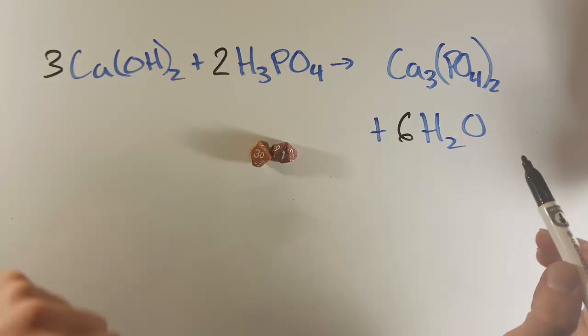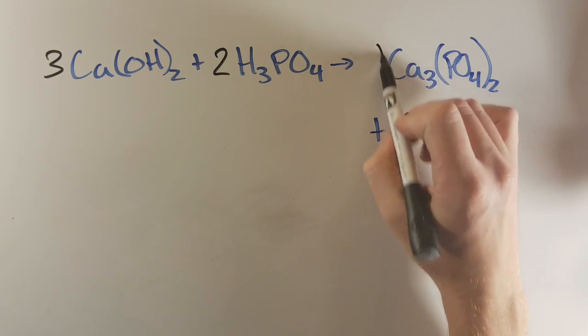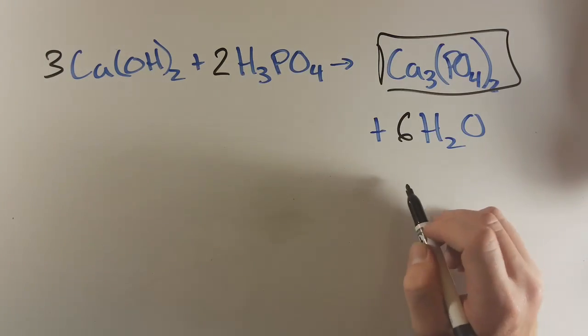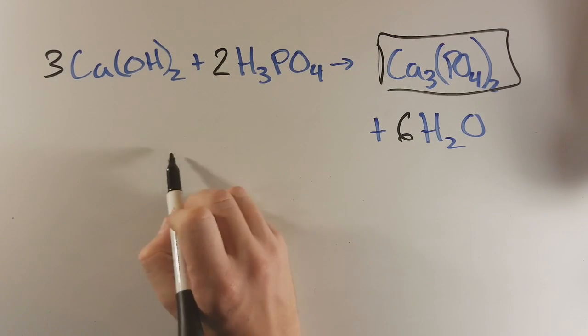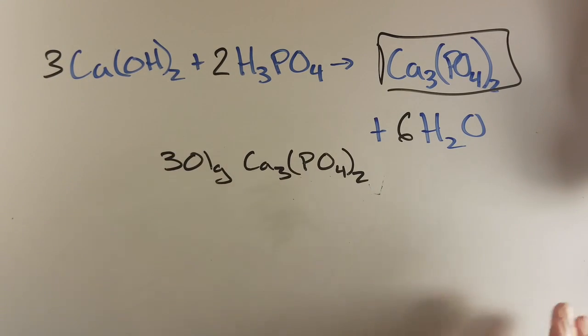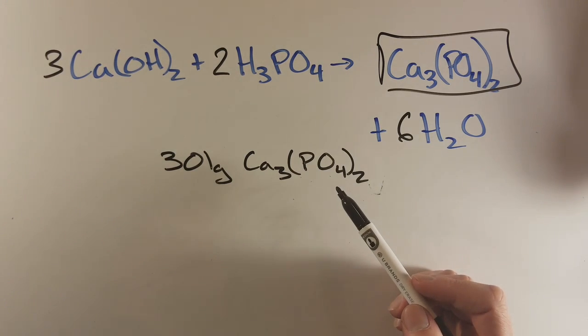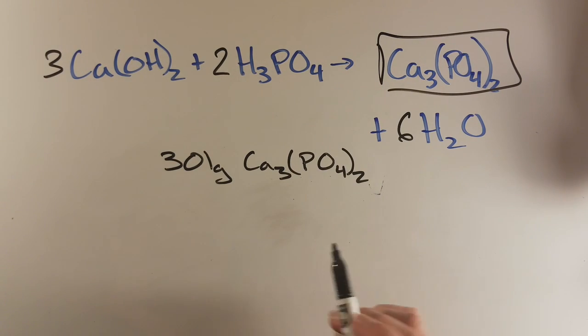So 301 grams of this molecule. We want to produce 301 grams of that. Yeah, let's pick this one. Let's just pick that one. We could figure out how much we need of both of them, but who wants to do that, right? Not me.